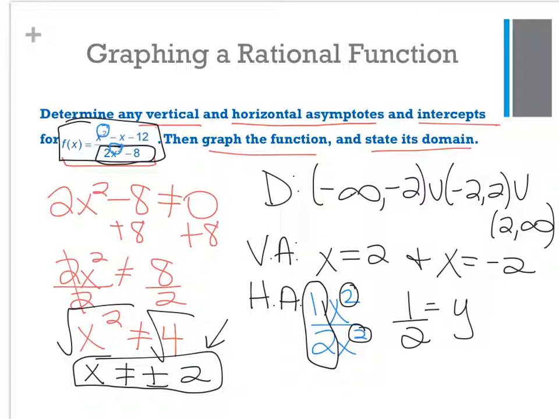And so I've identified the vertical asymptotes. I've identified a horizontal asymptote. I've also stated the domain. What we need to do now is find the intercepts. Okay, and I will continue that work on the next slide.